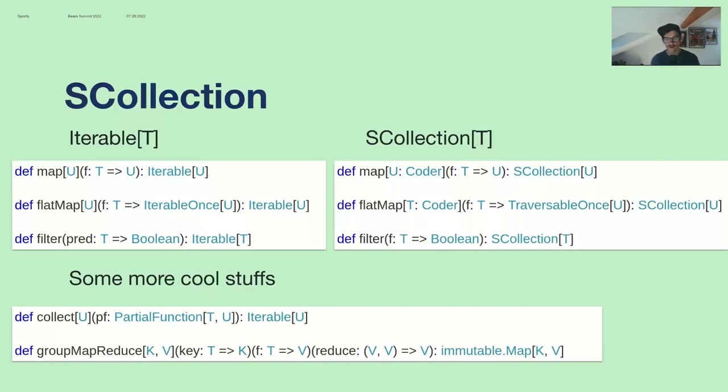And in the Scio world, we'll have SCollection of key value too. So here you see in functional programming, functions are first class citizens with higher order functions, so functions that actually accept functions. And as I said, SCollections are very similar to normal Scala collections.